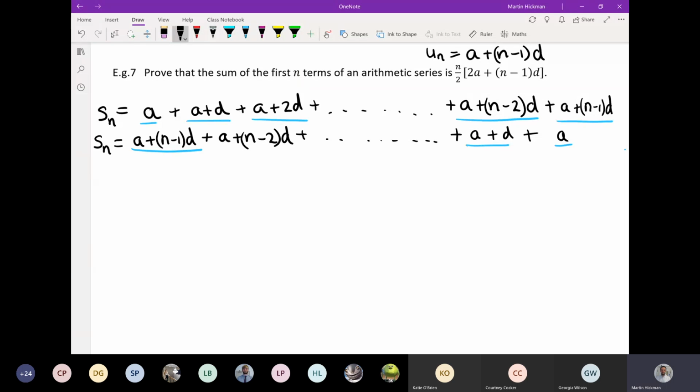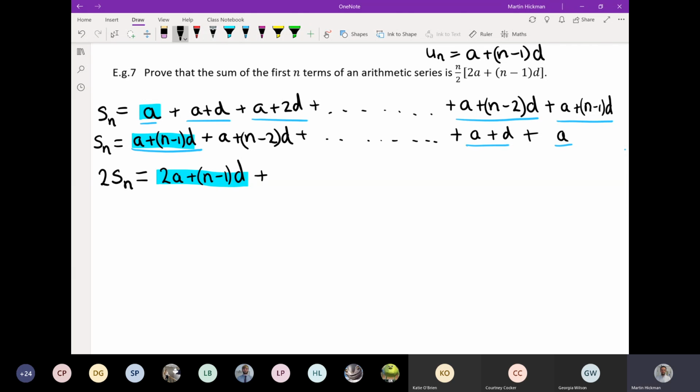What I'm now going to do is add both of these equations, or both of these series, together. So if I do Sn plus Sn, just adding together the left-hand sides, I simply get 2Sn. Now I'm going to add the first term and the last term together. When I do that, I do a plus a, which gives me 2a, plus n minus 1 times d. To make that clearer, I've just added these terms in blue together to get that.